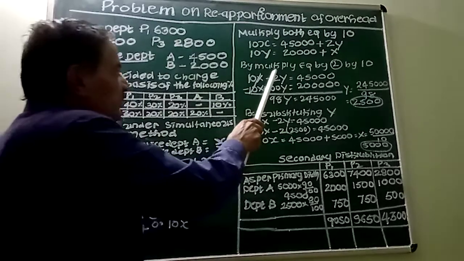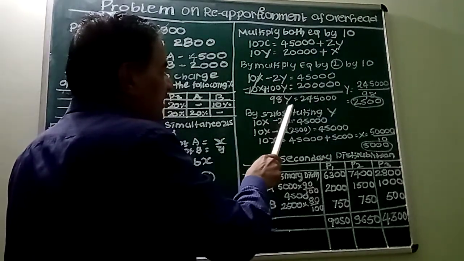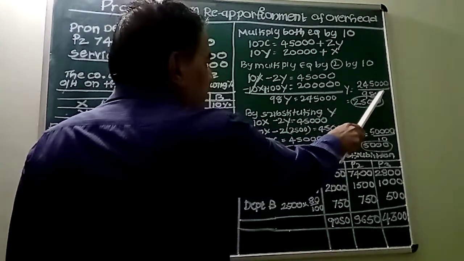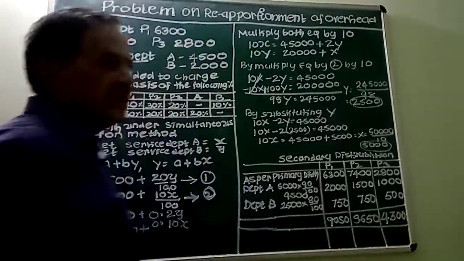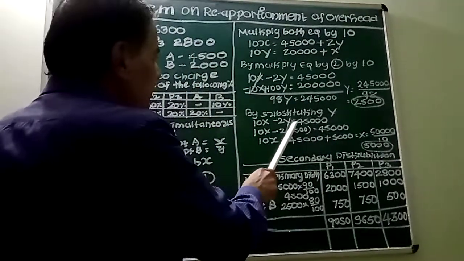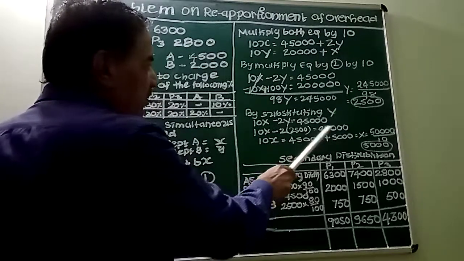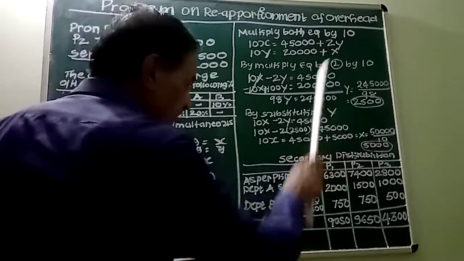And here 10x minus 10x cancels, and by adding both the equations you get 98y is equal to 2,45,000. 2,45,000 divided by 98 is 2,500. Substitute the value of y in any equation. 10x minus 2y is equal to 45,000. 10x minus 2 into 2,500 is equal to 45,000. 10x is equal to 45,000 plus 5,000, you get 5,000.